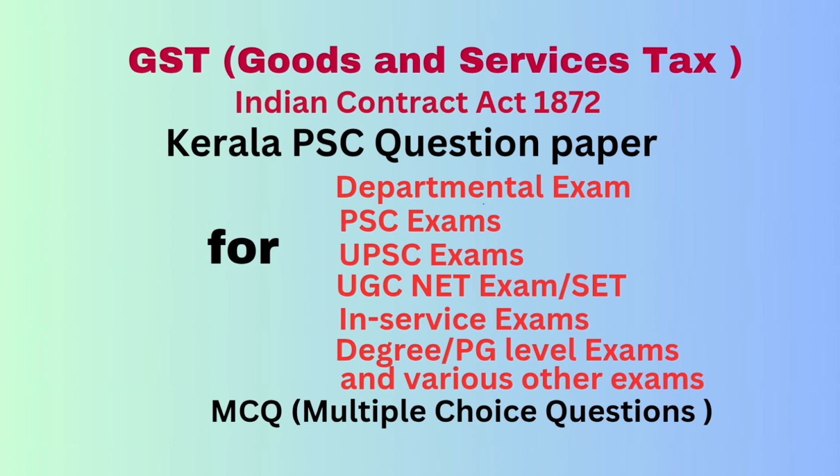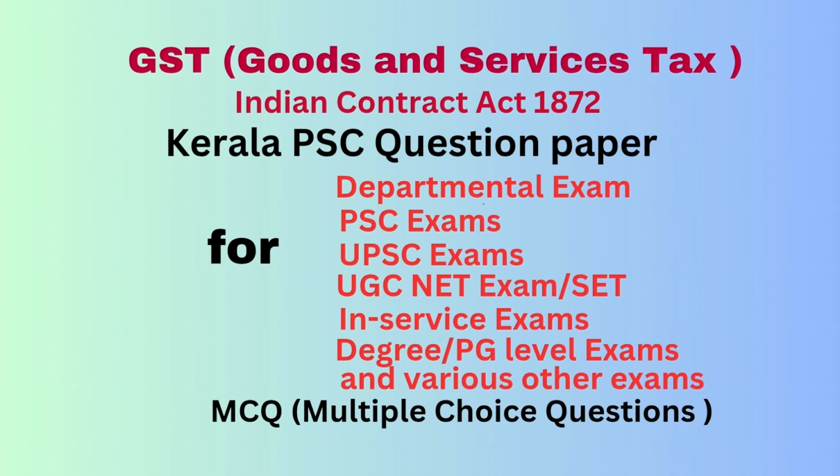Question number 91. Release of one co-surety does not discharge others. Answer: true. I repeat, question number 91. Release of one co-surety does not discharge others. Answer: true. Question number 92. An agent has lien on the principal's property until the amount due to him for commission, disbursement and services has been paid or accounted for.